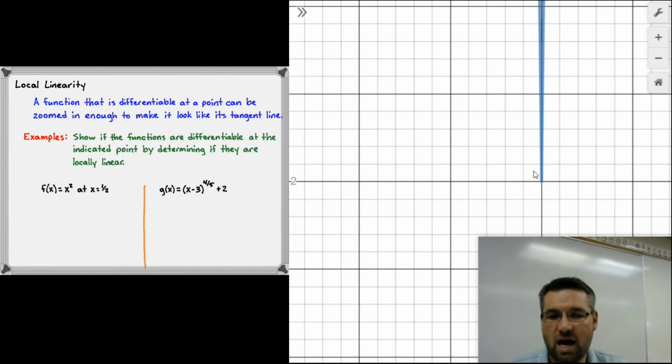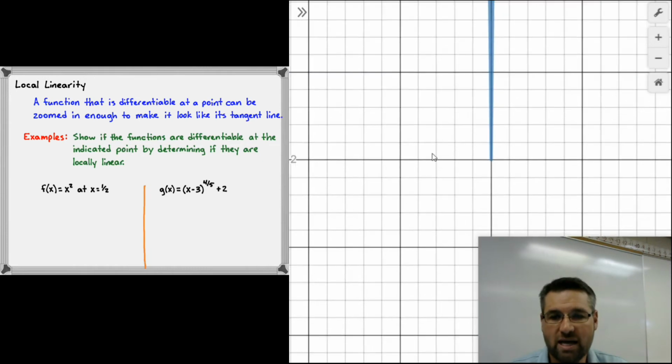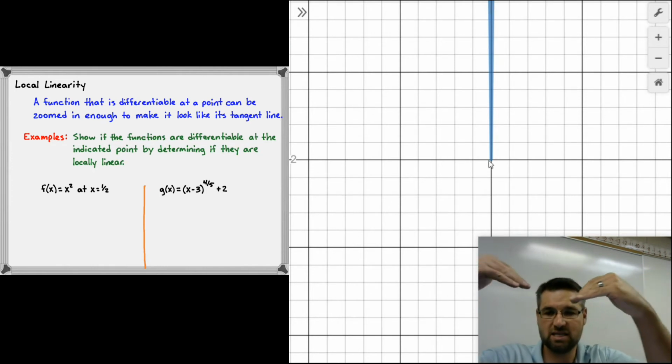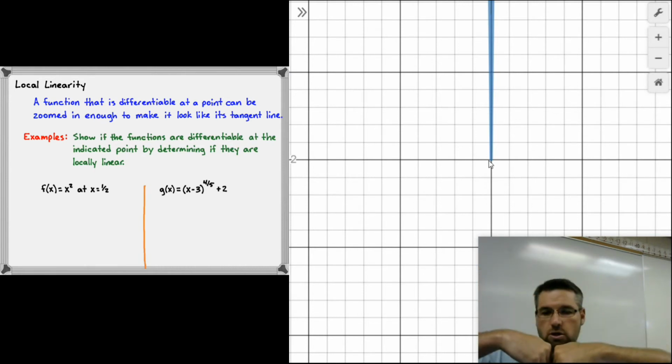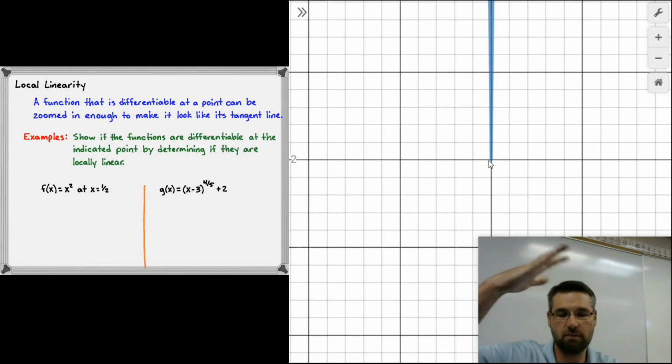So we can say it's not differentiable when x equals 3, again, because we have a cusp. But you can see what's happening with the cusp. This thing is getting steeper and steeper till it looks like a vertical piece of a line, but it's not a whole line. So it's not differentiable there.